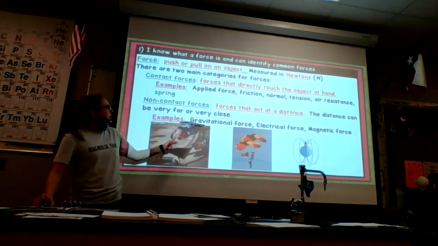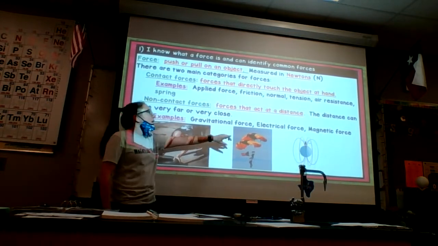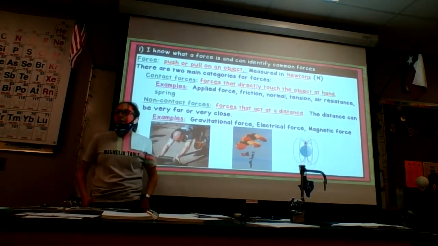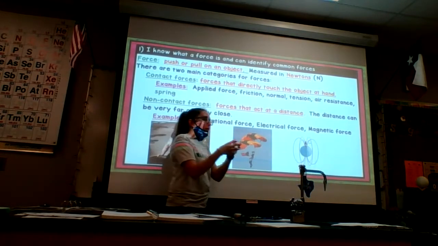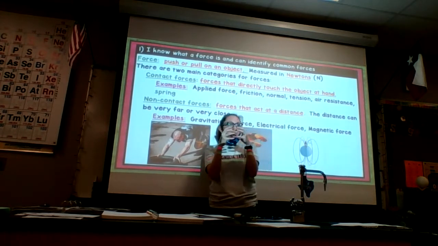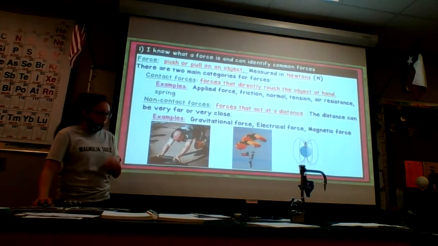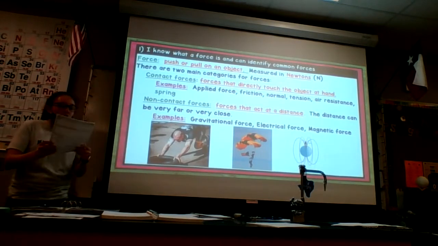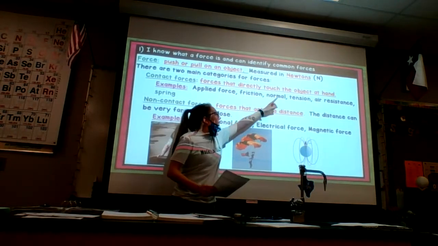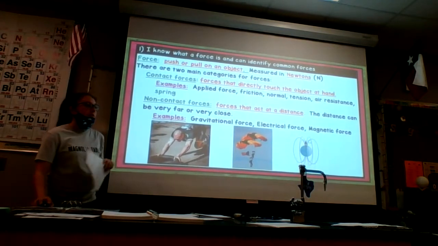Our examples of non-contact forces would be gravitational force, electrical force, and magnetic force. If you think about magnets, how they are attracted to each other, it's not like you can see all the little stuff in the air pulling them together. So that is a non-contact force. Now on this first page, we're going to talk about each of those examples by themselves. Are we good on this slide?